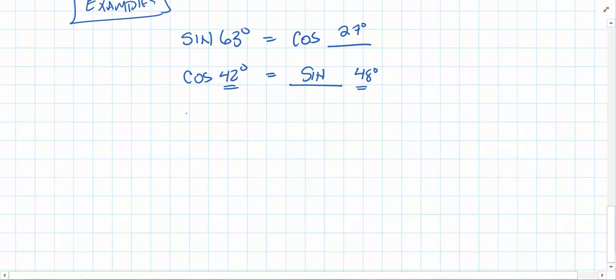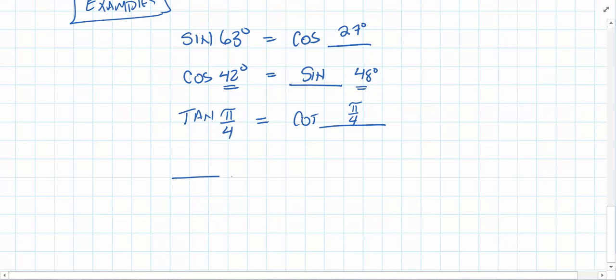What about this one? Little curveball for you. The tangent of pi over 4 is the same as the cotangent of what? Also pi over 4. How come? Oh, 2 pi over 4. Yeah, because pi over 4 and pi over 4 each are 45 degrees. They add up to 90, so they're complementary. Tangent and cotangent are cofunctions of each other.